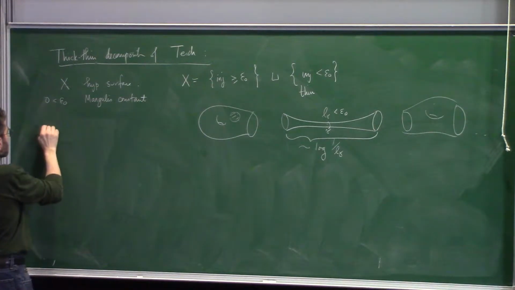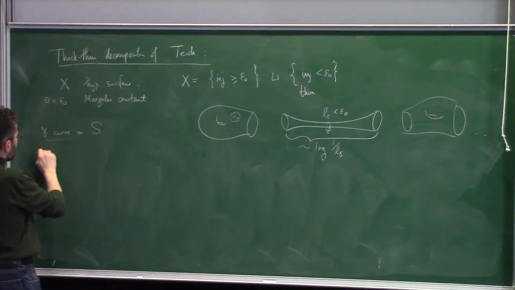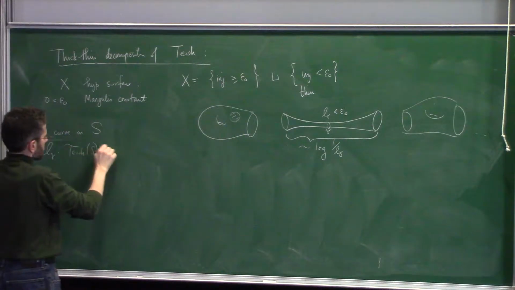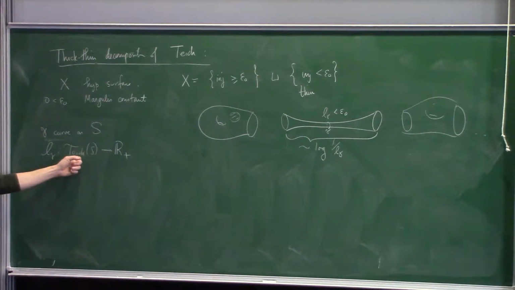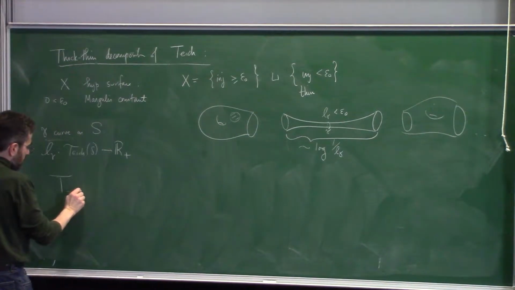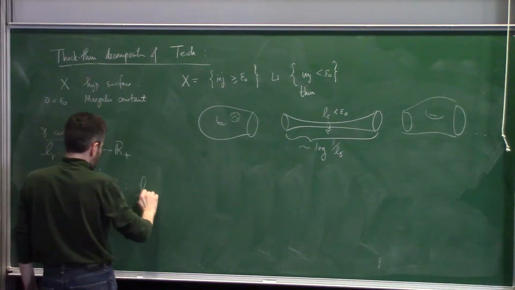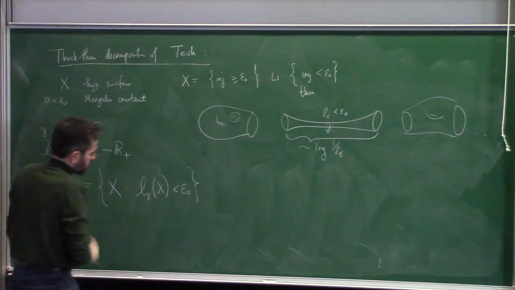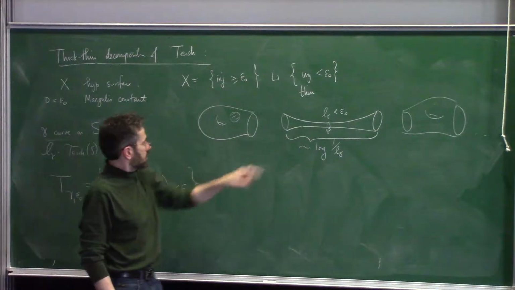Right, so let me say concretely, inside Teichmüller space, suppose that gamma is a curve on the surface. Then the length of gamma is a function from the Teichmüller space to real numbers, which gives the geodesic length of gamma on a given surface. And now you can say, let T gamma, epsilon naught, be the set of structures where the length of gamma is less than epsilon naught.